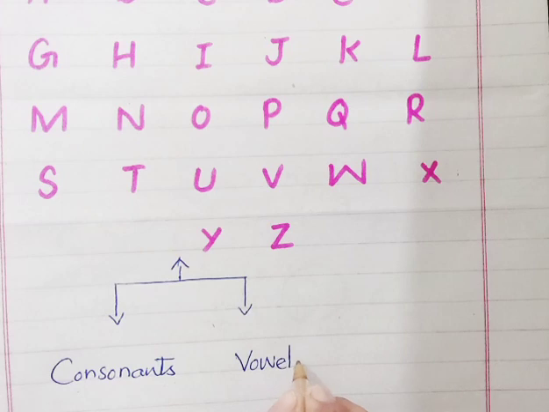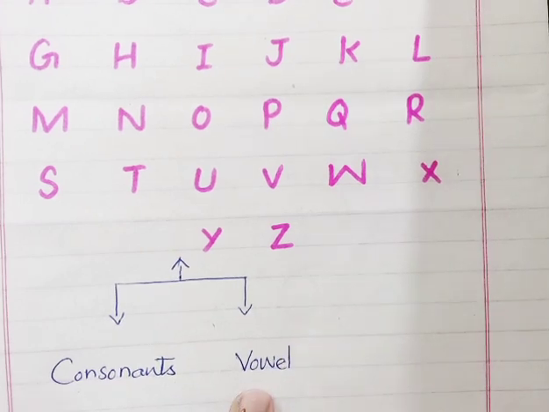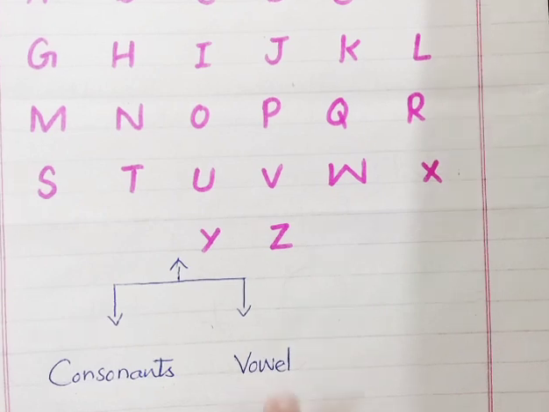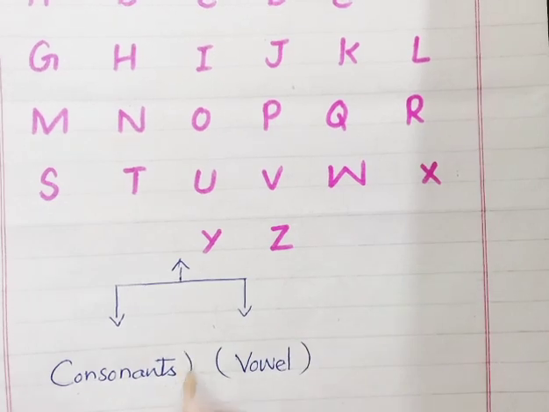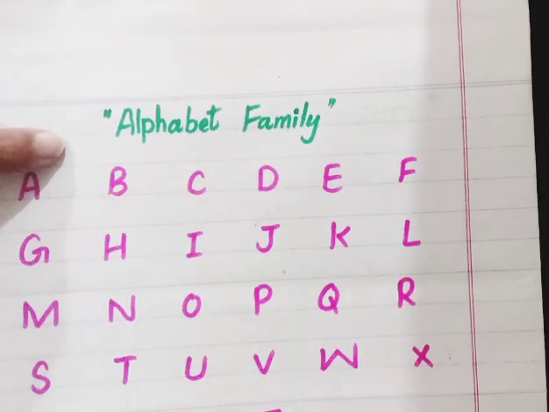Vowel or vowels. Well, first of all, this is not vowels. This is vowel. These are the two types of our alphabet family.